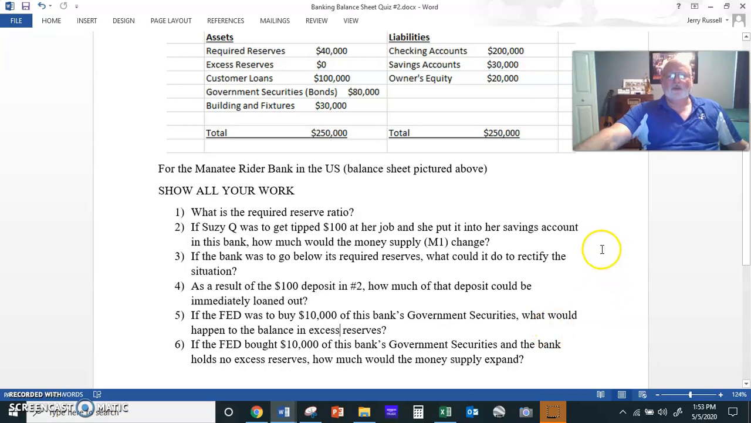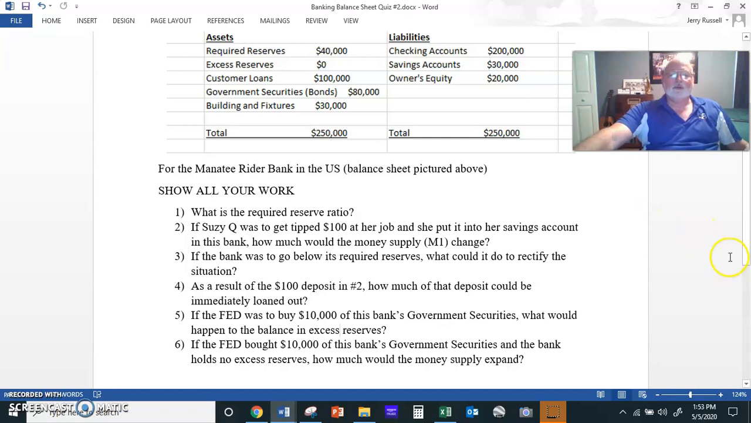If Susie Q was to get tipped $100 at her job and she put $100 into her savings account in this bank, how much would the money supply in M1 change? Well, M1 would decrease $100 because savings accounts are not M1.